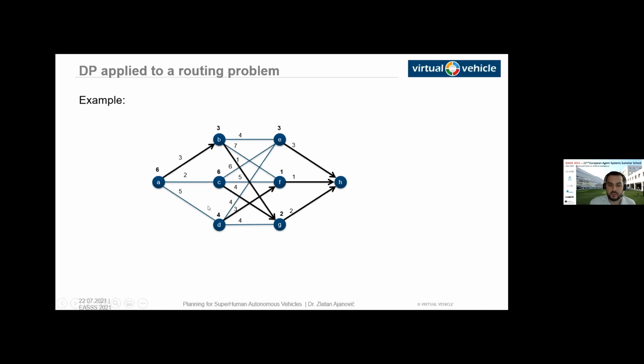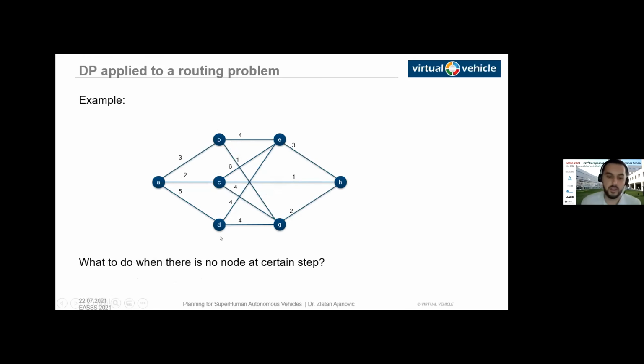Of course, this is only possible because this is a directed graph, so we cannot go back. There are no cycles in this graph. And the optimal cost value for going from A to H is 6.